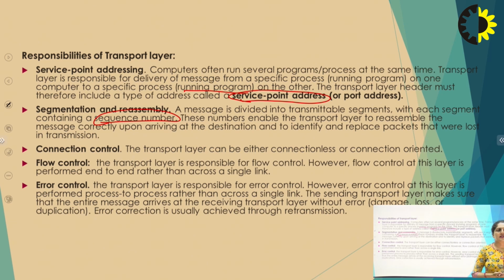Then comes connection control. The transport layer can be connectionless or connection oriented. It can use TCP or the UDP protocol. There are two protocols we will be studying in the transport layer, that is TCP and UDP.